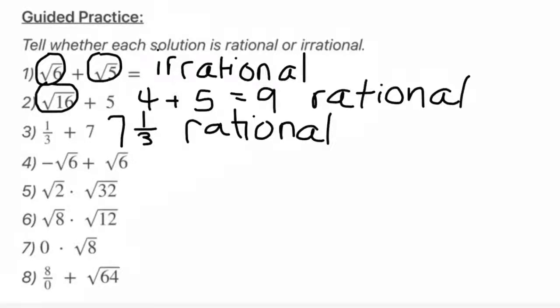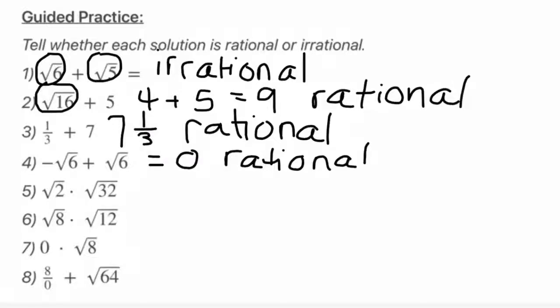Pause the video and try number 4. So on number 4, you have two irrational numbers like number 1. The only difference between number 1 and number 4 is number 4 does make zero pairs. So you have negative square root of 6, which cancels out adding the square root of 6. These make zero pairs, so my answer is 0. And we know 0 is a rational number, so number 4 is also a rational number.